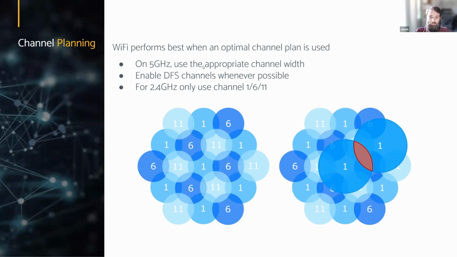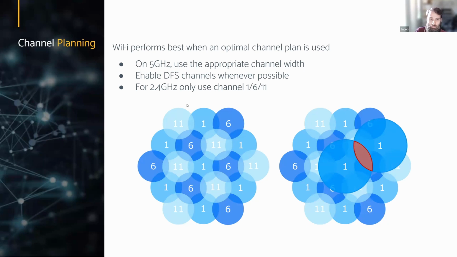On your 5 gigahertz band, this is where you're going to be able to select channel width options, and that's a very important parameter. It's important to use the appropriate channel width for your environment, right? Depending on your Wi-Fi density, you might not be able to use 40 megahertz channels because you just have too many APs. So you need to look at your environment and use the data you have to understand which channel width to use. Use DFS channels whenever you can.